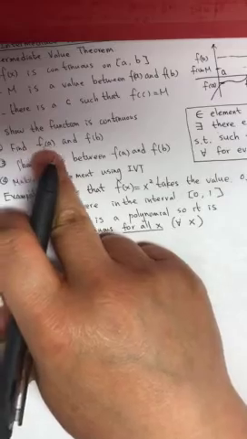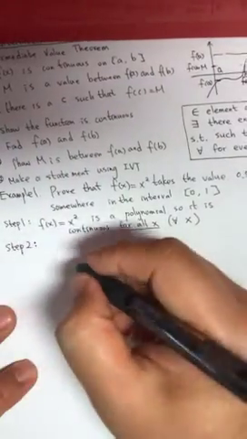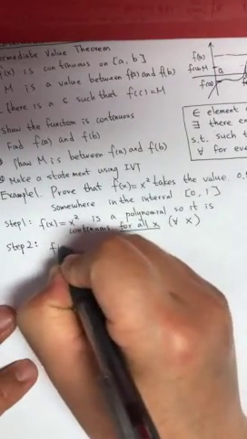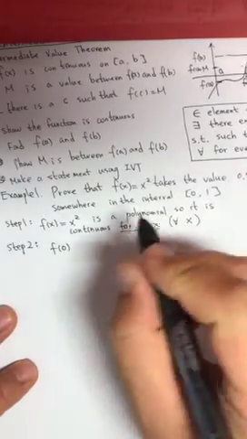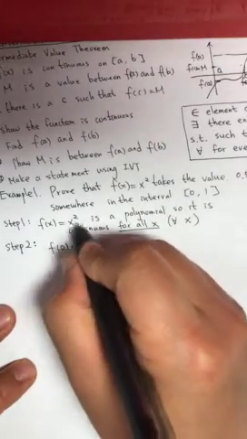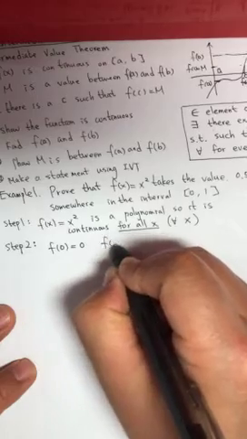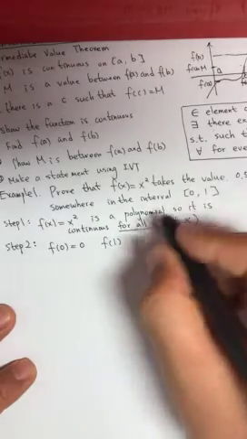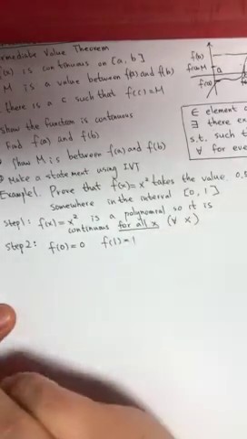Second step is going to find the f of a and f of b. So I'm just going to plug it in. F of a. So since we're going to look at the value of f of 0, 0 squared is 0. And then I'm going to plug in b. F of 1 is 1 squared, which is 1.